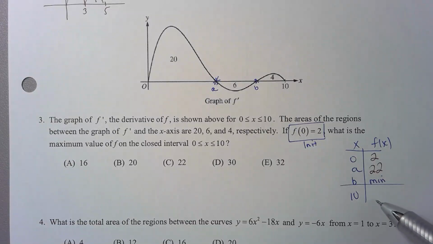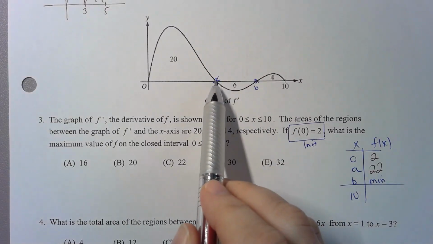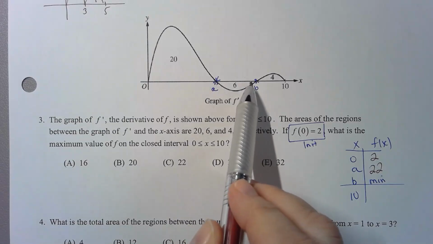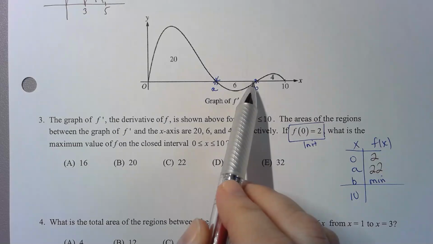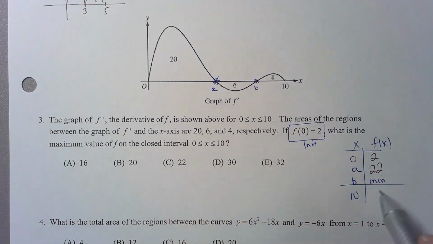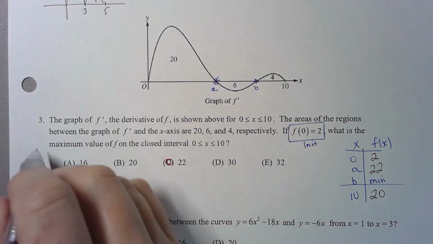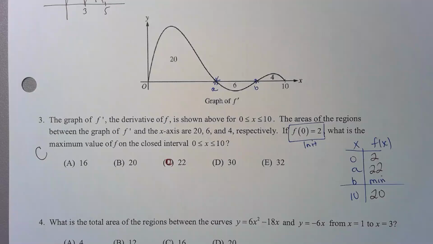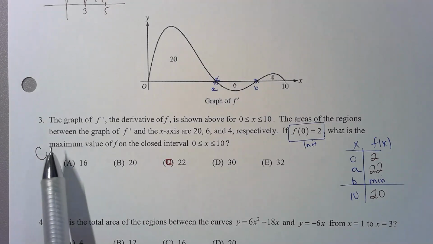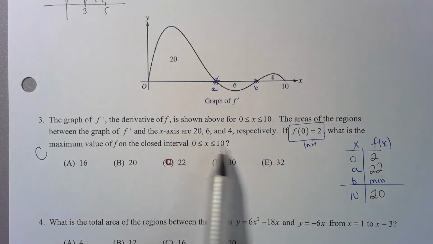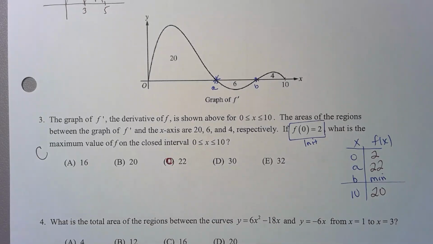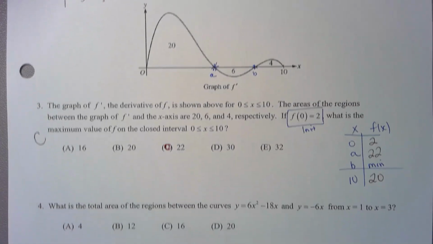And I need to still find the y value at 10. So I'm at 22, and now I'm going to go down 6, which puts me at 16. And then I'm going to go up 4, so the y value at 10 is 20. So the maximum value overall is 22. So we've seen this multiple times in this packet and in the ones in class. When we talk about maximums on a closed interval, you must look at the ends or rule them out somehow.